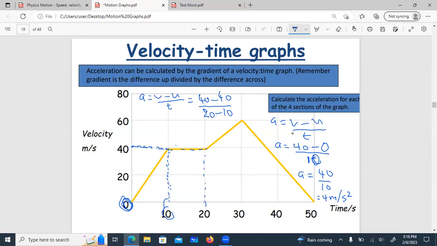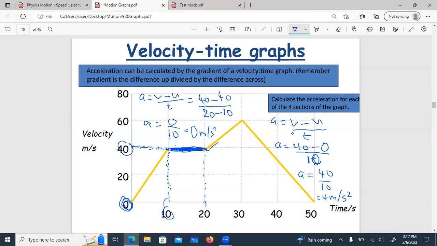We have our acceleration equals 40 minus 40, we have 0, divided by 20 minus 10, we have 10. And 0 divided by 10 gives 0 meters per second squared. So in a velocity-time graph, whenever you have this flat part that is not slant, just know that your acceleration is 0, okay? Your acceleration is 0 because your speed or your velocity is constant. You can see that this velocity is 40 meters per second throughout this part of the journey, okay?